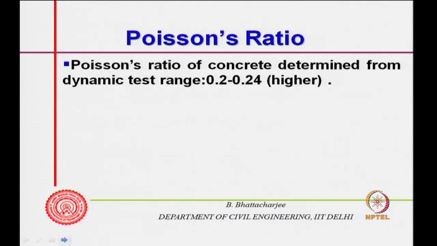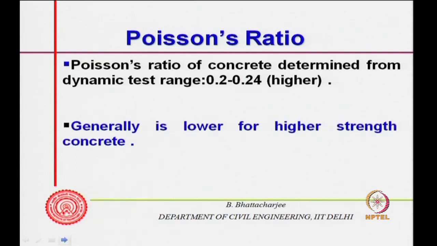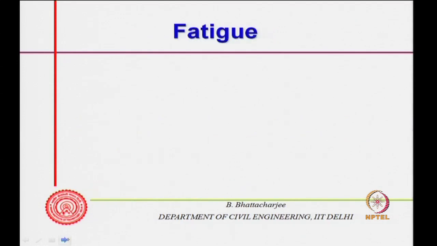Generally the dynamic modulus gives you a higher value of Poisson's ratio, usually 0.2 to 0.24. And the higher the strength of concrete, the lower the Poisson's ratio. So that is related to Poisson's ratio.